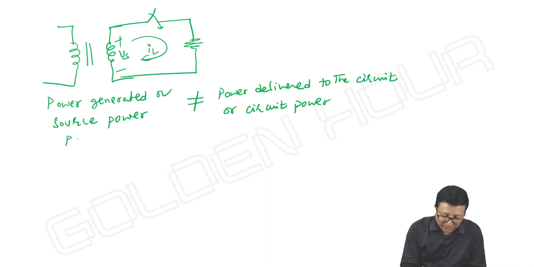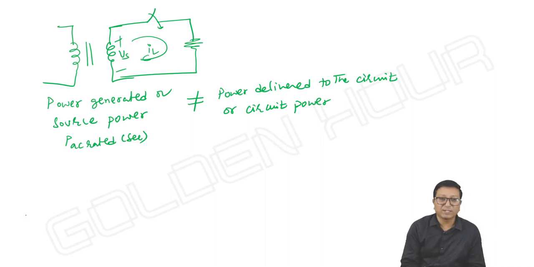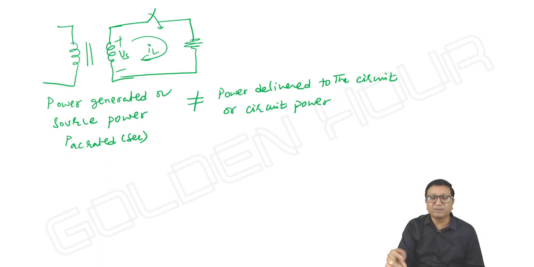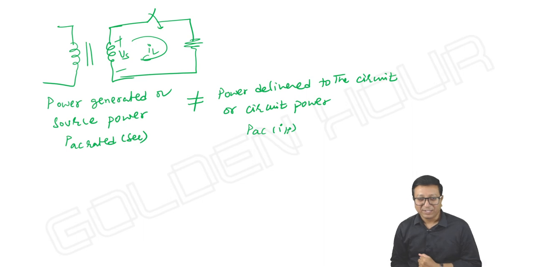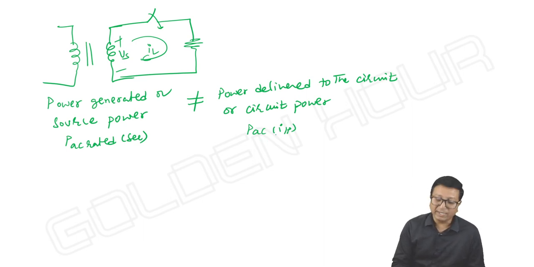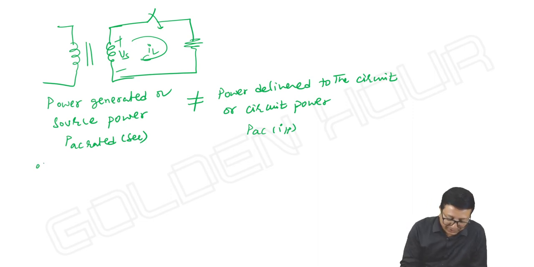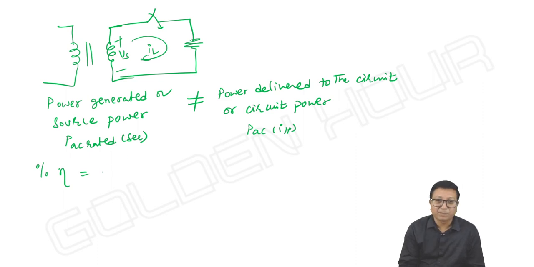In this example, we have PAC rated secondary, whose value is already seen. And the second one is the power delivered to the circuit, known as AC input power. Both are not the same. Now, what is efficiency? Efficiency we write with respect to the AC input. So the percentage efficiency is equal to DC output power. Due to switching only, they are not equal.